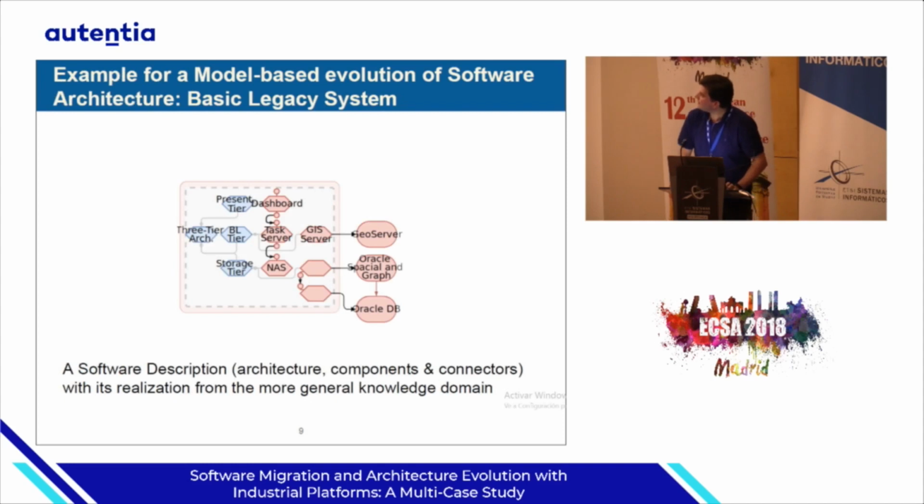This is one of the legacy systems that we had, a very, very simplified view. We have a simple 3-tier architecture, and the various tiers are being realized by a number of internal components. And these components, you can see, lead to elements that are outside our description, to specific commercial solutions that realize them.